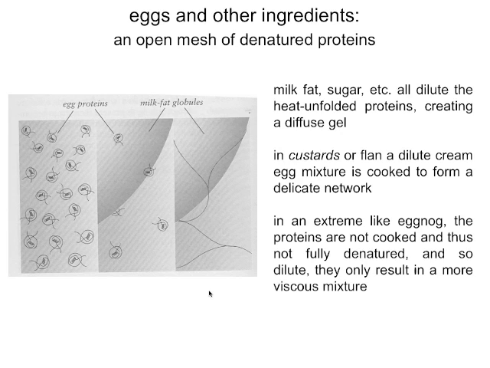At the extreme of dilution, there's eggnog. So there's very little egg relative to the liquid component, and the proteins are also usually not cooked and therefore not completely unfolded. And what that means is that they can't form a long-range network that results in a gel. Instead, they just increase the viscosity of the liquid.